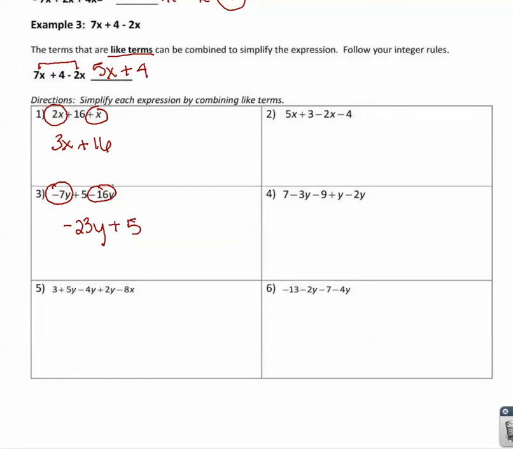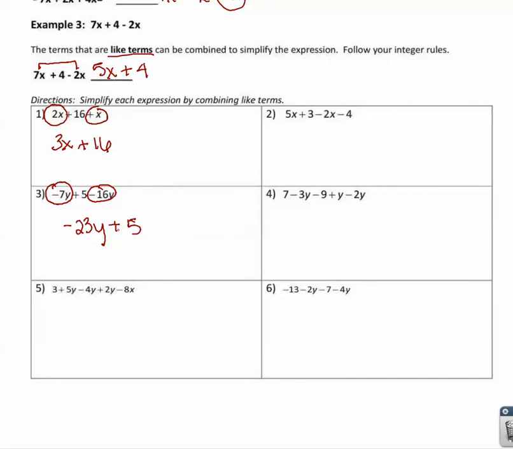An important rule that you'll need to know when simplifying your expressions and your equations: your variables need to come first. So for example, in number 1, I have 3x plus 16. My term with the variable is in front of my plus 16. Negative 23y plus 5. My term with the variable goes first. My constant always goes last. If you have multiple variables, let's say I had an x and a y in one expression, you want to put them in ABC order.